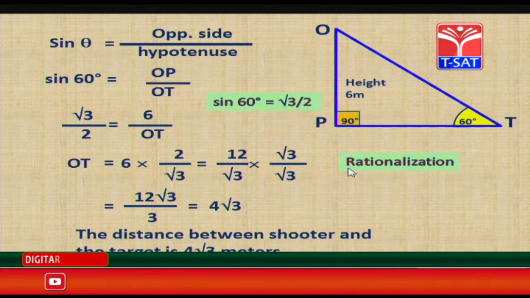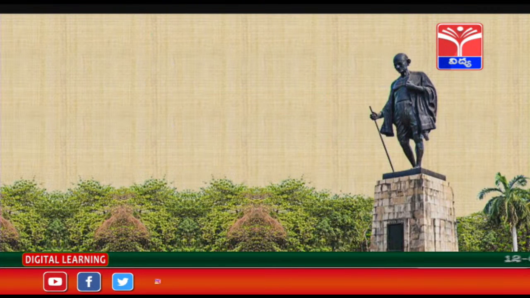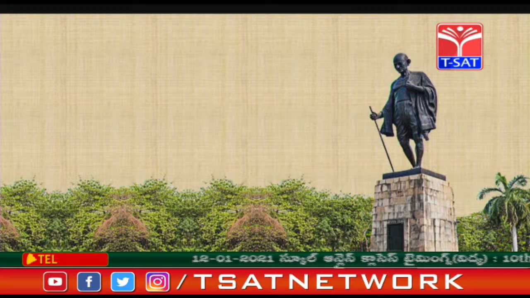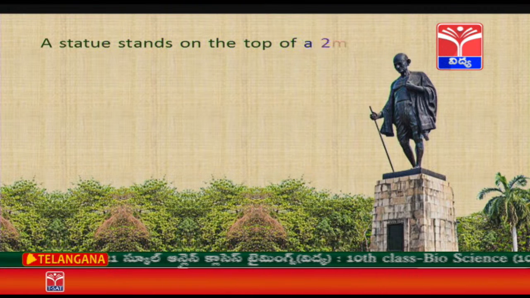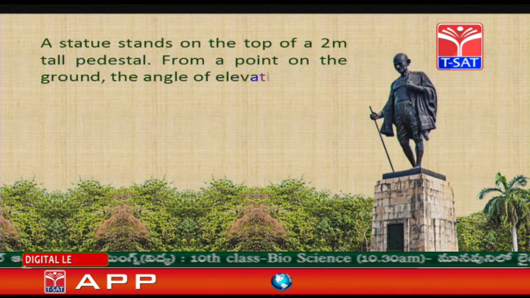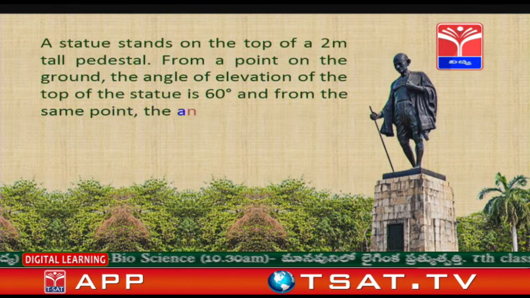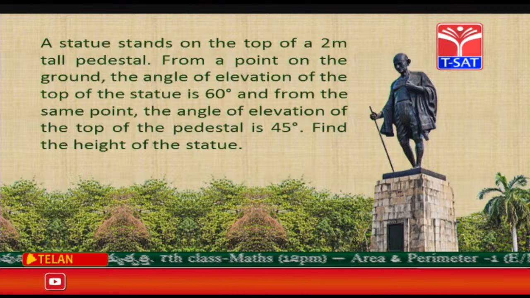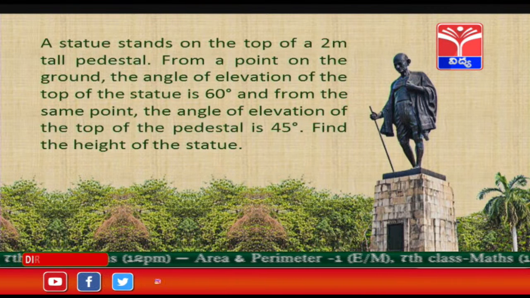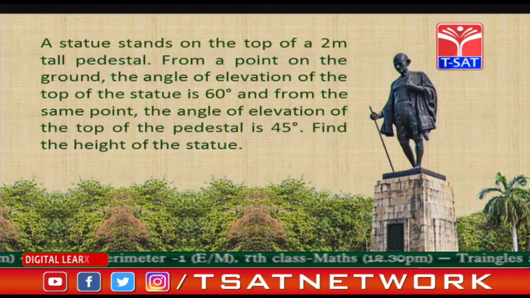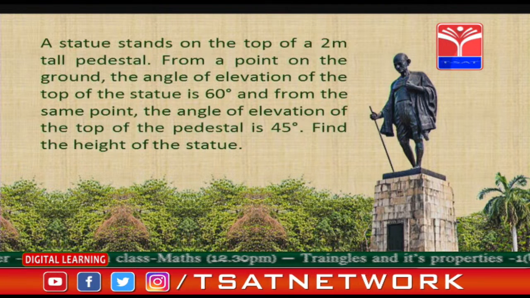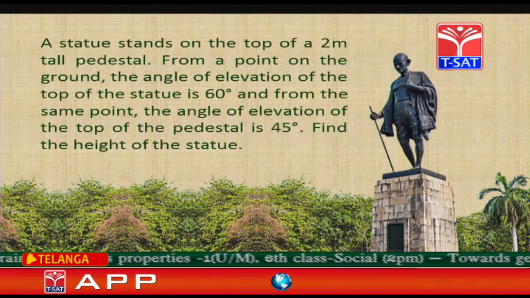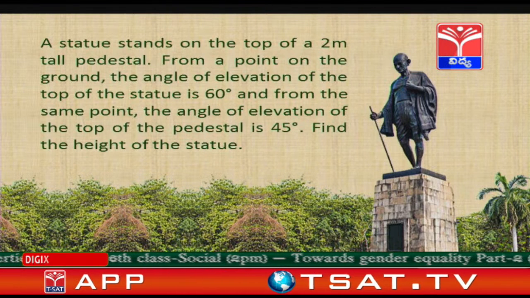Now, we have one more question for you. Please see the statue of Mahatma Gandhi, is it right? And now, let us first discuss the question. A statue stands on the top of a 2 meter tall pedestal. From a point on the ground, the angle of elevation of the top of the statue is 60 degrees, and from the same point the angle of elevation of the top of the pedestal is 45 degrees. Find the height of the statue.